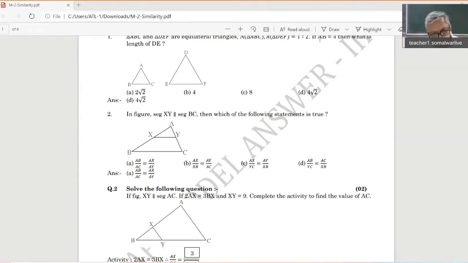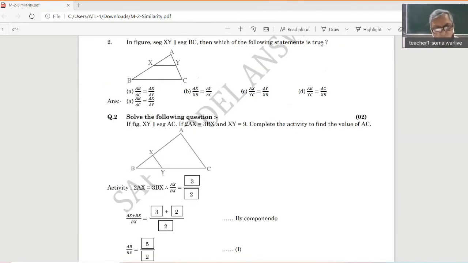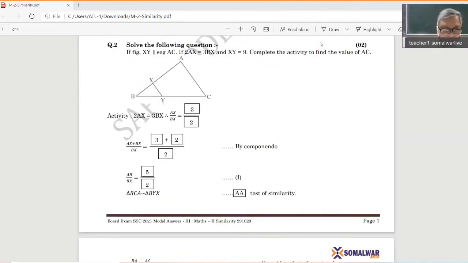The second question is an application part. XY is parallel to AC. Once again, whenever parallel is given, we have to think about the BPT. If 2 times AX is equal to 3 times BX, it is given, and XY is equal to 9, complete the activity to find the value of AC. Now we will start with this.